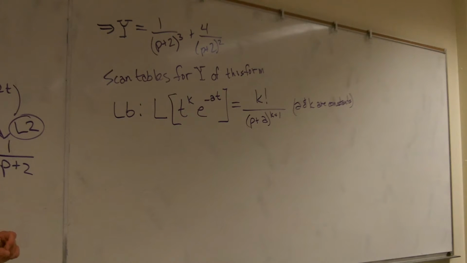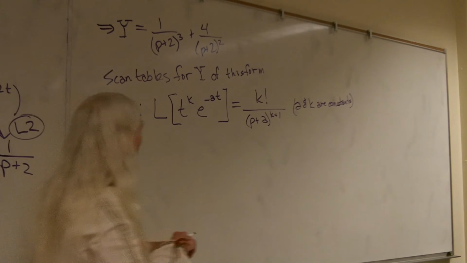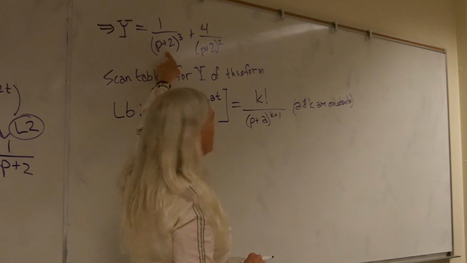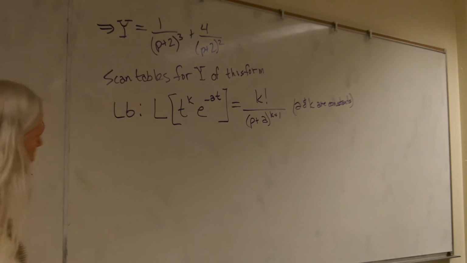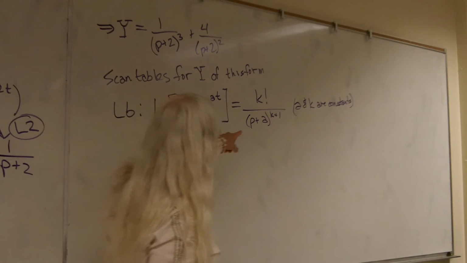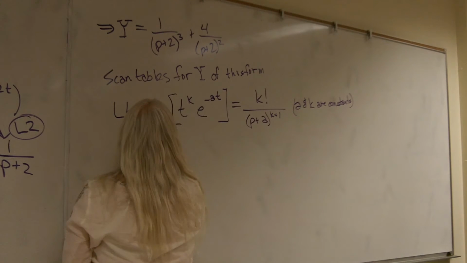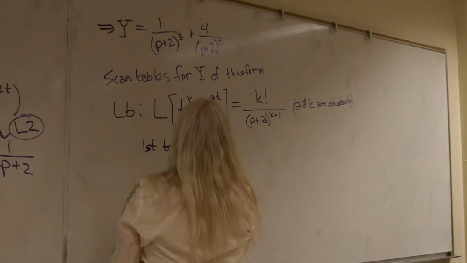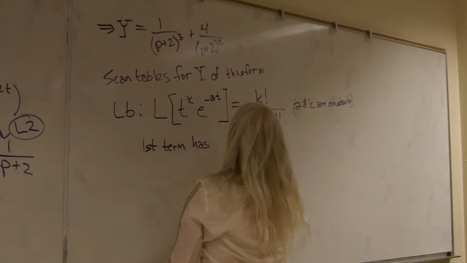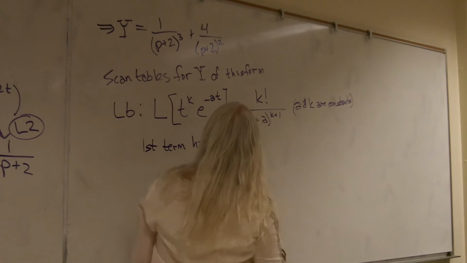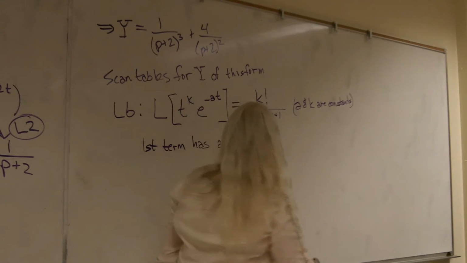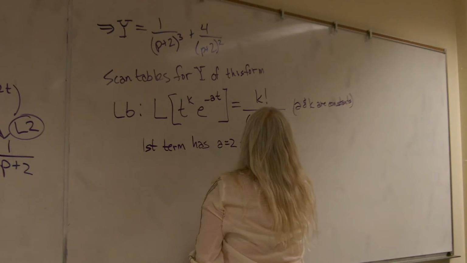Furthermore, we know that the Laplace transform operation is a linear operation. So when we take the inverse Laplace transform, it would be the inverse Laplace transform of this term plus the inverse Laplace transform of that term. Okay, so let's see, for this to work, the first term kind of looks like this, with a equals 2, because it's a p plus 2, and the power is the third power, so that means k would have to be equal to 2 also.